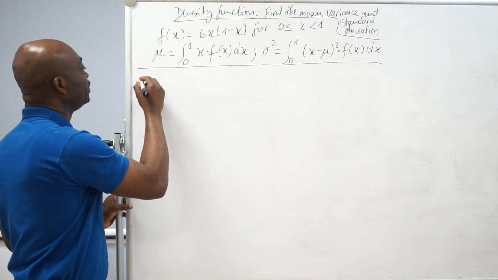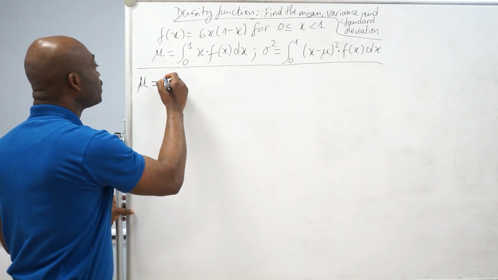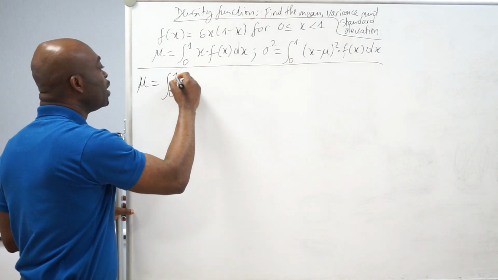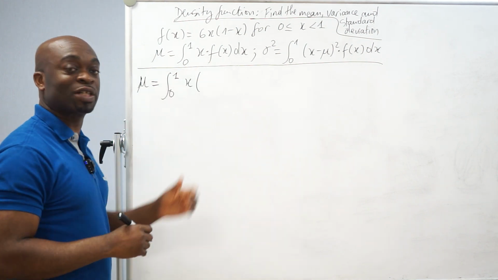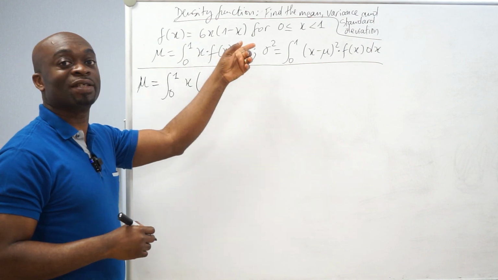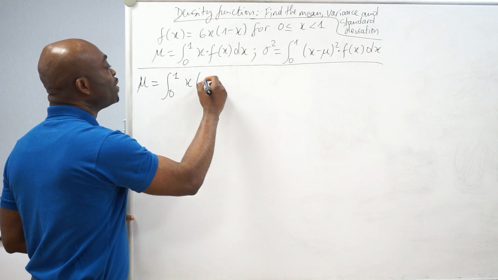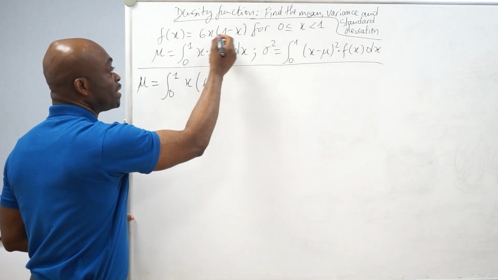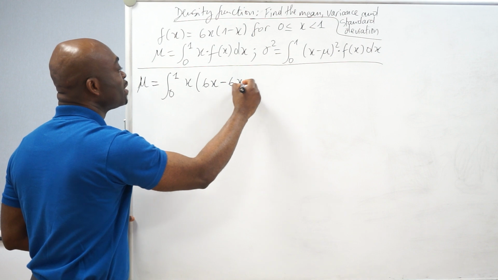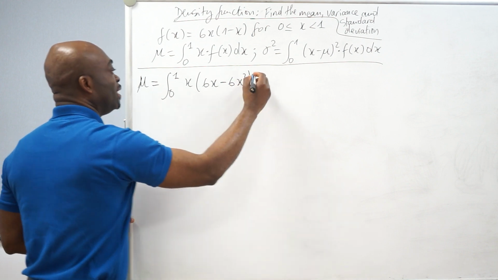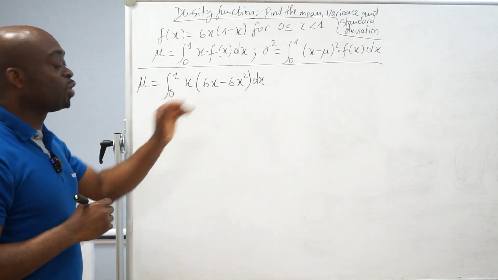So the mean here is going to give us 0 to 1. So we have x times what is f(x)? So f(x), which is 6x times 1 minus x. So we can multiply, in this case here. So we're going to have 6x, 6 times 1, and then 6 times negative x is going to give us negative 6x squared. Okay? Then dx. Now that's what we have, so far.